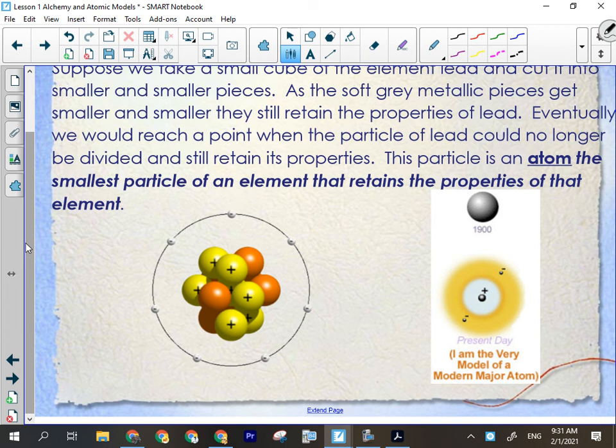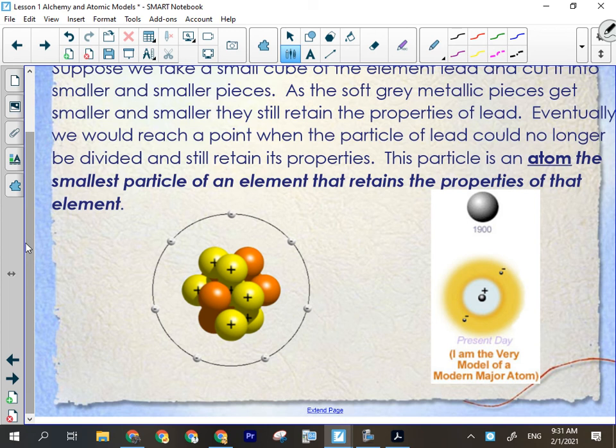Okay, so looking at the atom that we've got on the board here, it's got 7 protons, it's got 7 electrons, so this is an atom of nitrogen, the smallest piece of nitrogen that still has all the properties nitrogen has. If I were to cut this smaller, I would have 2 particles that would be different, one particle would have 4 protons, the other would have 3, one would have 3 electrons, the other would have 4. I no longer have nitrogen. I have a thing of lithium and a thing of beryllium. I don't have nitrogen anymore. If I cut it smaller than that, it no longer retains those properties.